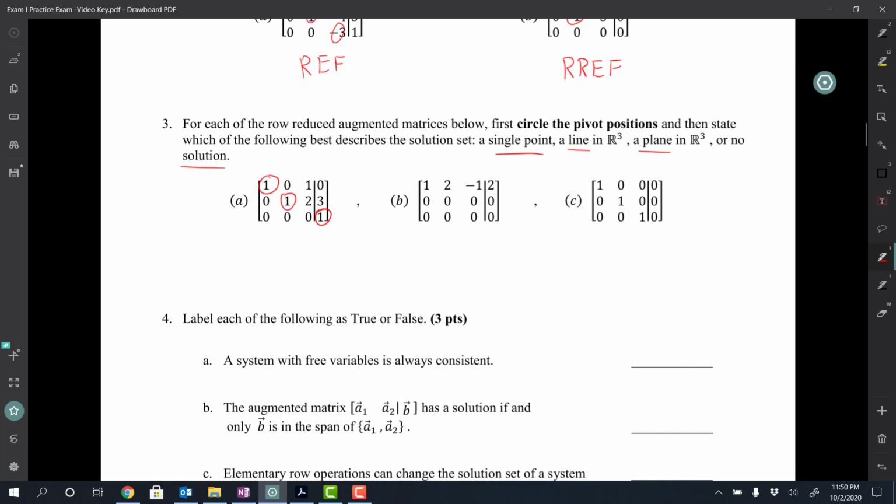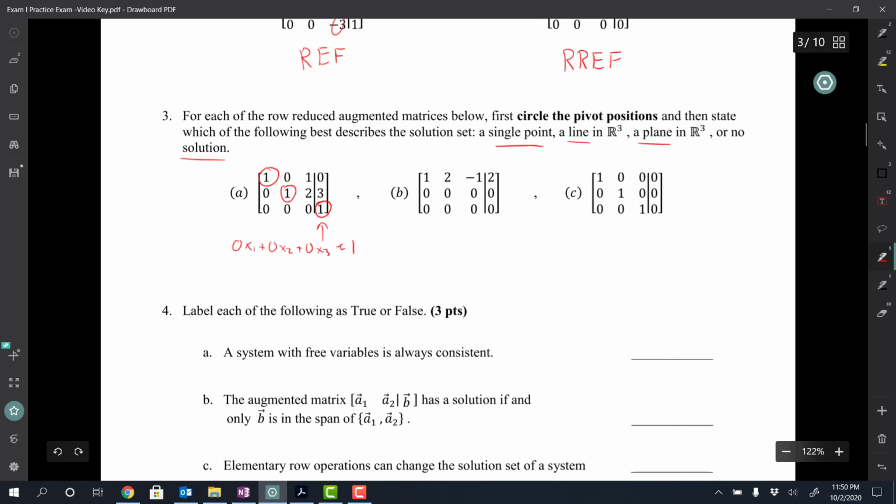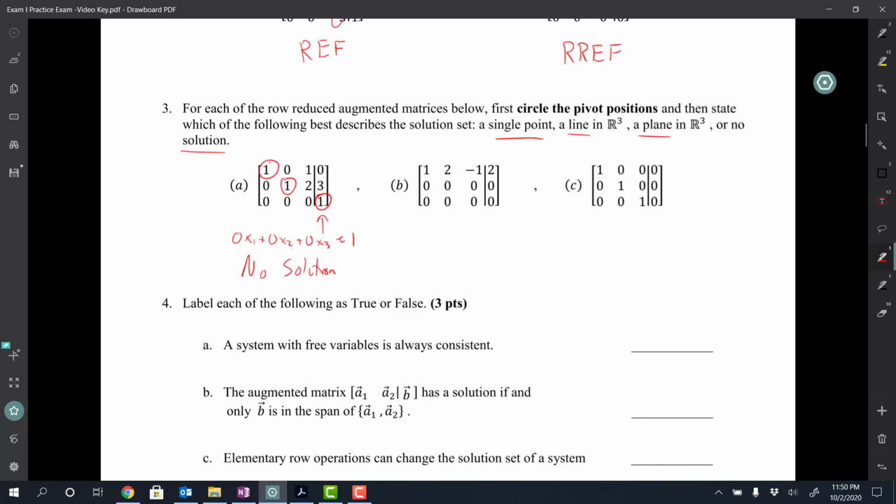The first thing I do is check to see if there's a pivot in the augmented column. There is. That tells me that the third equation would essentially be 0x1 plus 0x2 plus 0x3 equals 1. There is no value of x1, x2, x3 that would make that true. Therefore, in this case, there is no solution. If there is a pivot in the augmented column, there will be no solution.